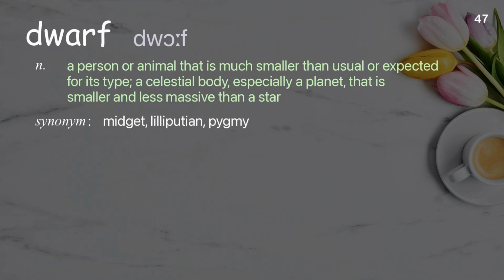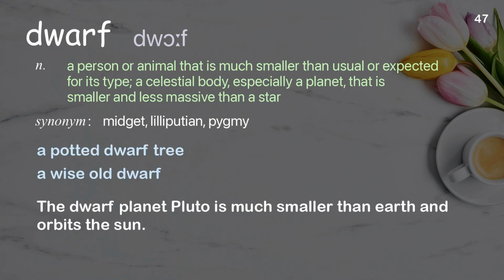Dwarf. A person or animal that is much smaller than usual or expected for its type, a celestial body, especially a planet, that is smaller and less massive than a star. Examples: A potted dwarf tree. A wise old dwarf. The dwarf planet Pluto is much smaller than Earth and orbits the Sun.